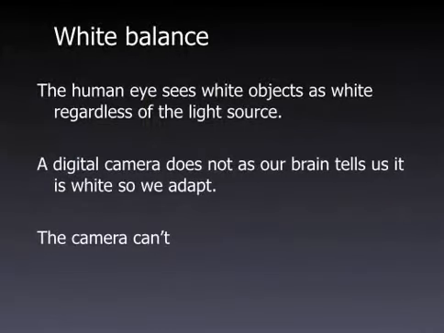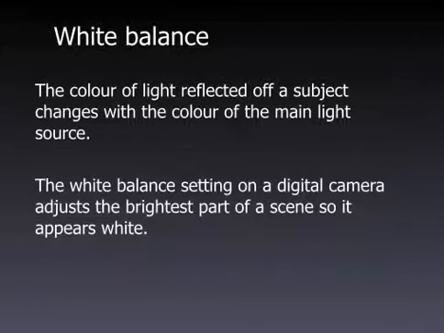Now, white balance, like we said, we are conditioned to recognise white. The camera is just a mechanical object. It's got to be told what is white. White is the light reflected, or the wavelengths reflected off the surface, so it is dependent upon the light shining upon it.